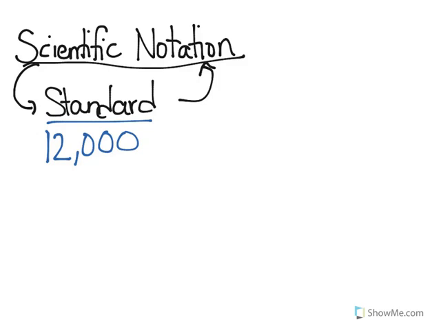So, for scientific notation, I always take the main number, that 1 and 2, and I want the decimal between the 1 and the 2. And I'm always multiplying by a power of 10. So, how do I take 12,000 and go to a power of 10? Well, if I move my decimal 2, 3, 4 times, I get 1.2. So, my exponent would be 4.